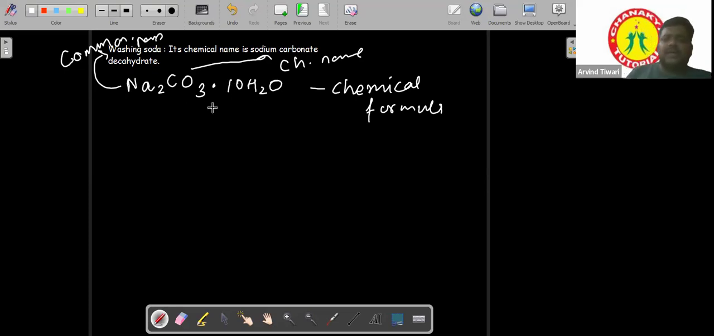Then see, how do we manufacture or how do we obtain sodium carbonate decahydrate? It is obtained by the Solvay process. For the manufacture of sodium carbonate, first of all, we manufacture baking soda, and from baking soda we obtain sodium carbonate, and then we perform crystallization. So we'll just discuss here the crystallization process.